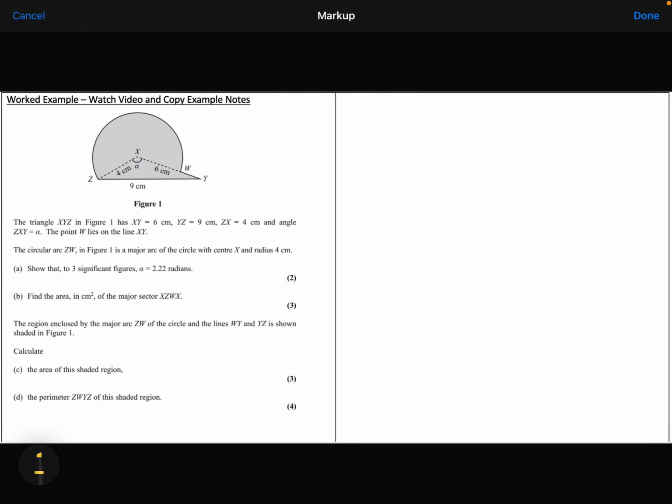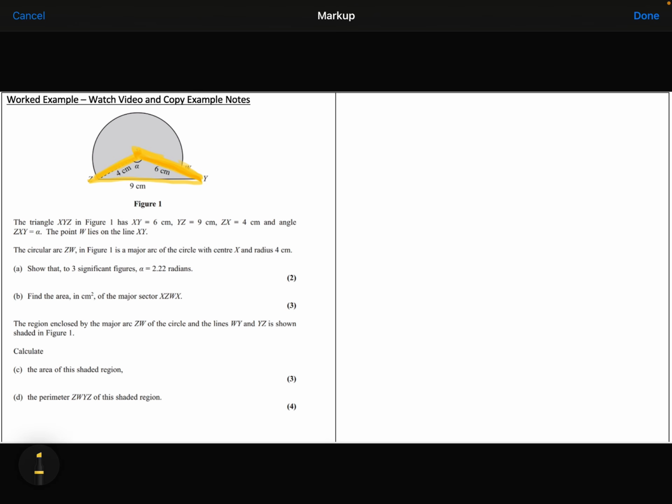The triangle XYZ in figure 1 has XY, all of this, equal to 6. ZX is equal to 4. And the angle ZXY is equal to alpha.